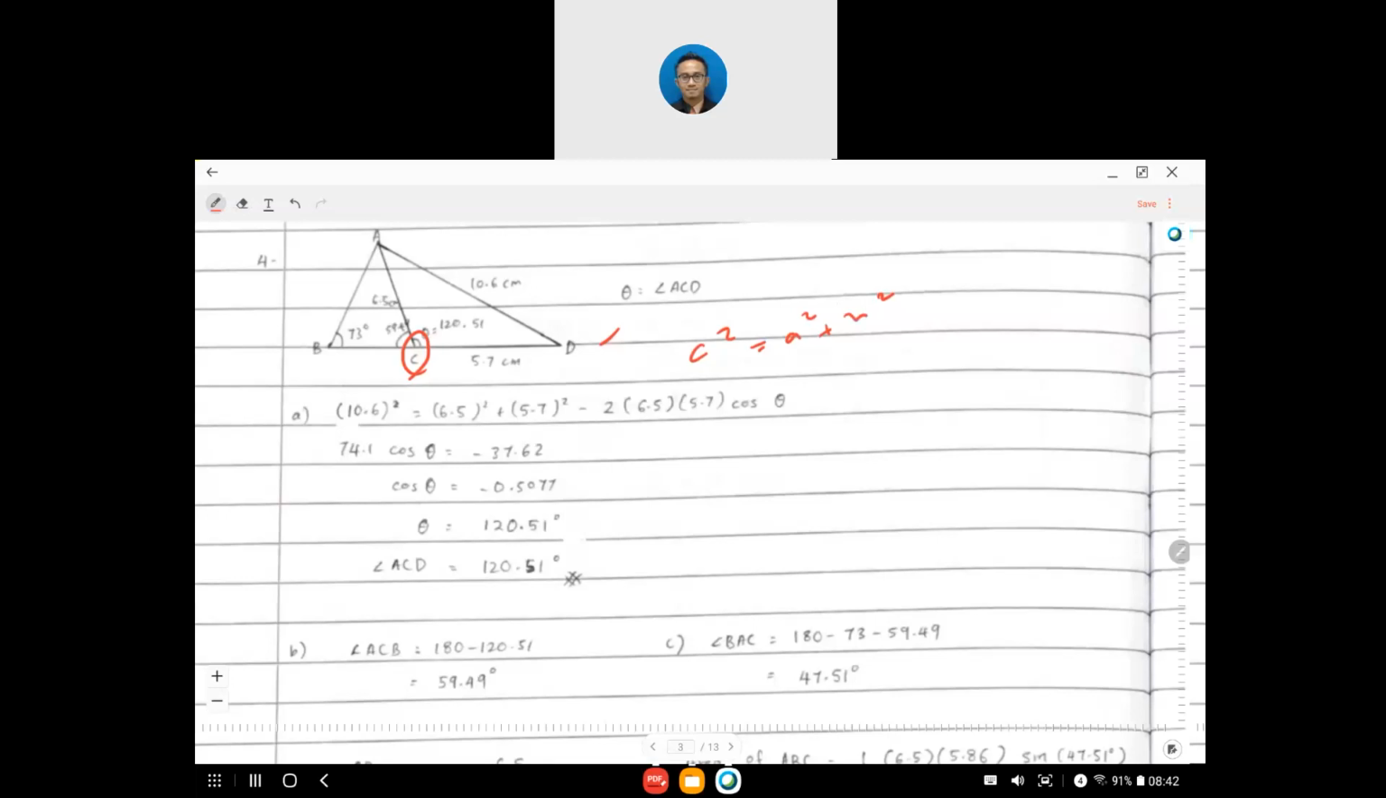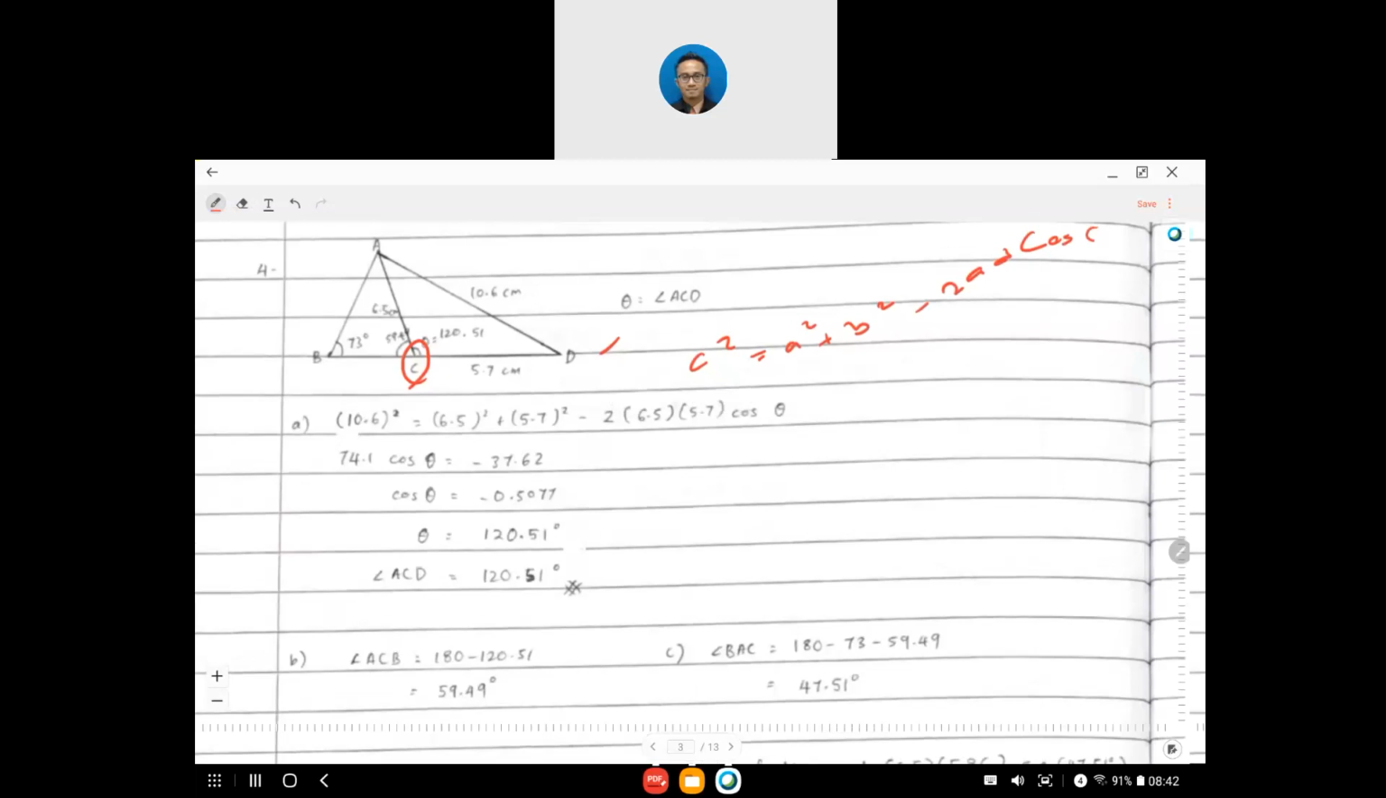B minus 2AB cos C. So after you substitute the value, you can get 10.6 square equal to 5.7 square plus 6.5 square minus 2 times 6.5, 5.7 cos theta. Using theta is no problem. Okay.